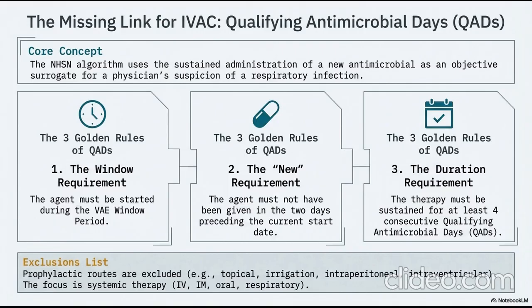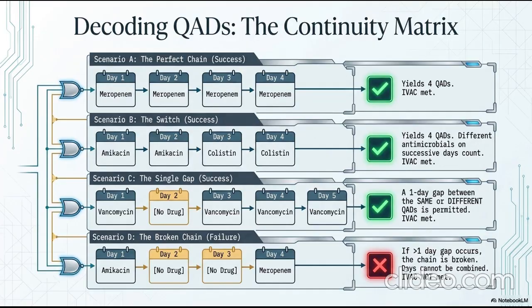Tier 2. Infection-related VAC, IVAC. To progress to IVAC, we need a clinical gate and a pharmacological trigger. The patient must show generalized signs: a temperature greater than 100.4 degrees Fahrenheit or less than 96.8 degrees Fahrenheit, or a WBC count greater than 12,000 or less than 4,000 cells per millimeter cubed. Crucially, they must also start a new antimicrobial agent that is continued for at least 4 qualifying antimicrobial days, QADs.